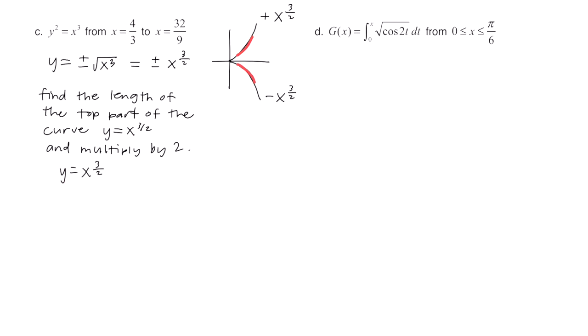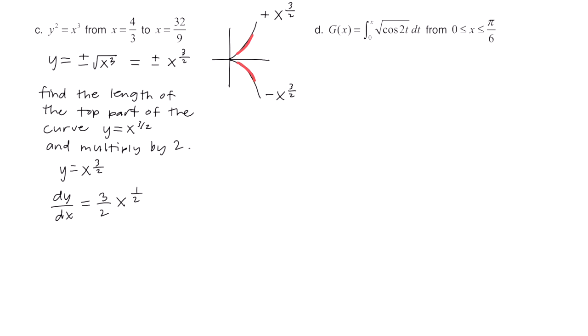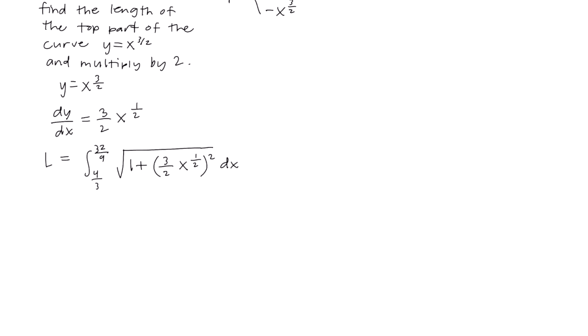Okay, so using this curve, we're going to take the derivative. So dy/dx equals 3/2 x to the 1/2. And now we're going to plug this into our length formula. So we have the integral from 4/3 to 32/9 of the square root of 1 plus the derivative squared. So here's our length formula, so we're going to square this.